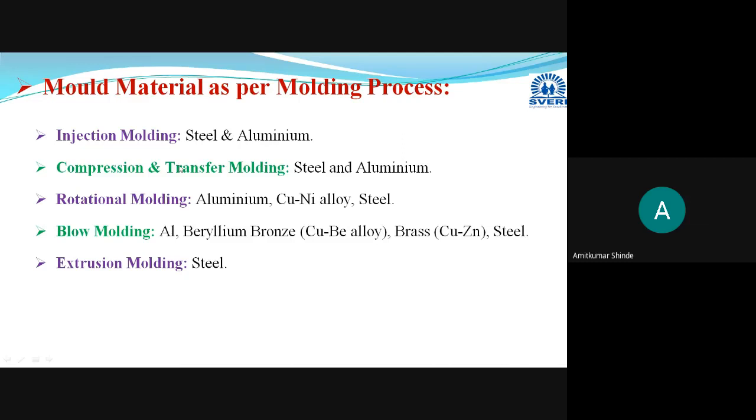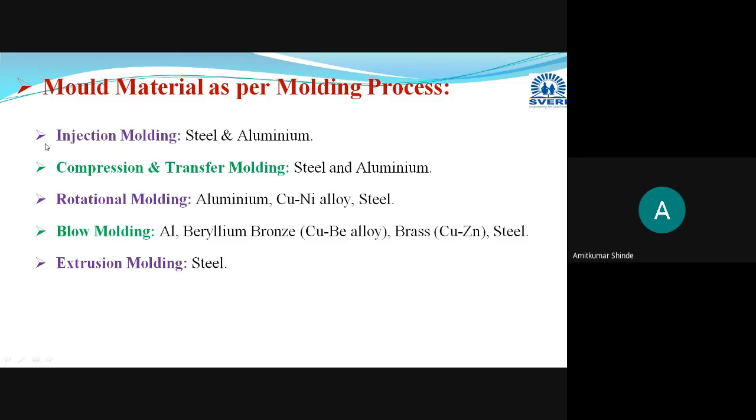For injection molding, compression and transfer molding, you can use steel and aluminum. In rotational molding, steel, aluminum, and copper nickel alloys are used to make the mold. For blow molding, you can use steel, aluminum, brass, and beryllium bronze. As far as extrusion molding is concerned, only steel is used as the mold material.